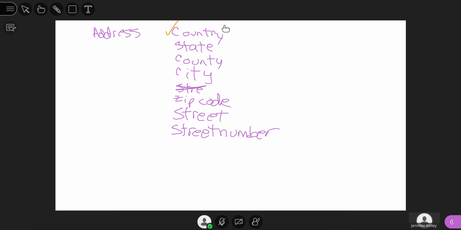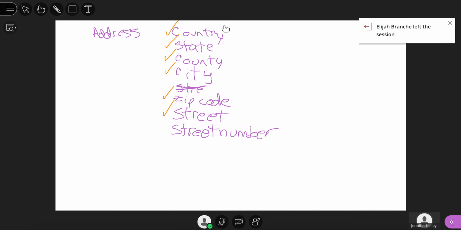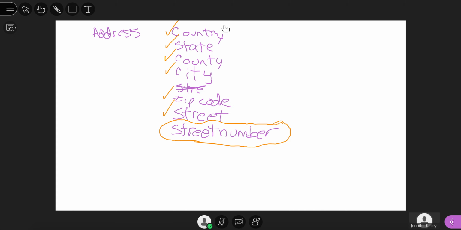Multiple people can live in the same state, the same county, the same city, same zip code, and even on the same street. But multiple households generally don't live at the same street number. Now, I'm not including apartments or duplexes or things like that. In general, if you were to give the location of a building, it would be these things.